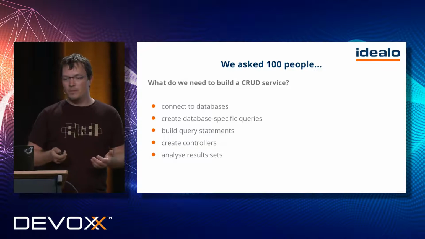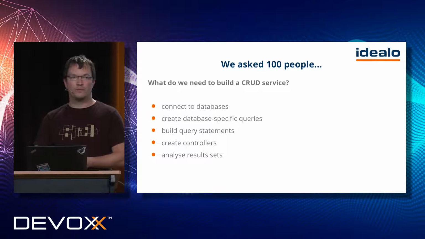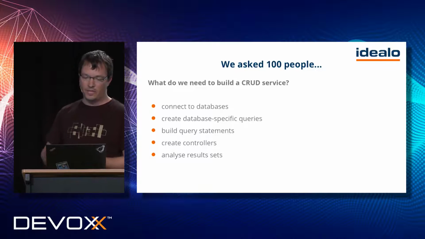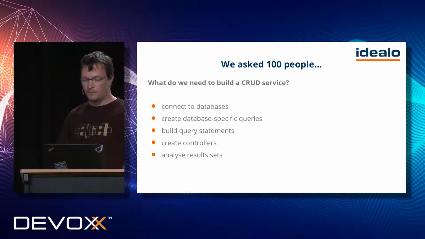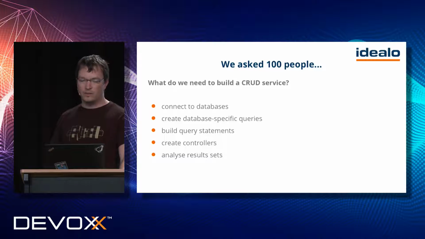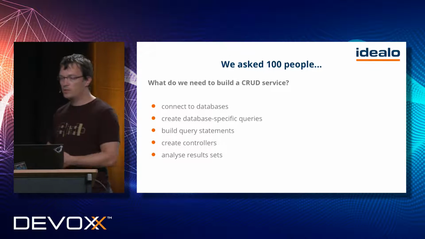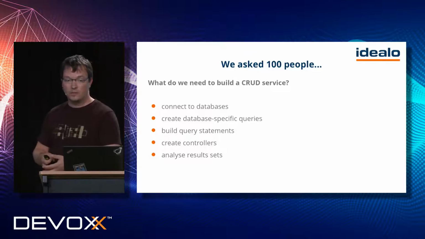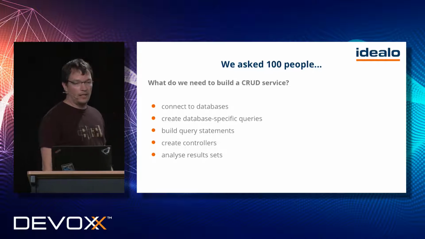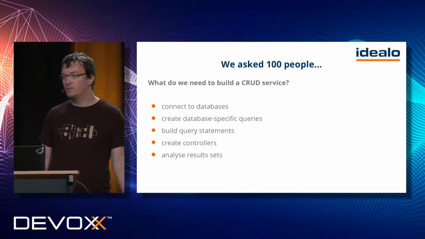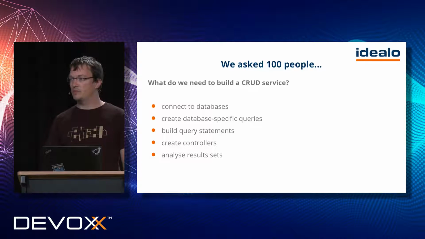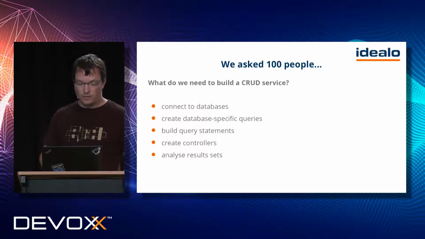These are the basic four operations for services where we need to put some data in, get some data out, and manage the data we have in there. So what do we need? Of course, we need to connect to a database or something where we store the data. We need to create database-specific queries for our service to access the data or to write data to the backend. Along with this, we need to build query statements. We need to think about what data we want to query and what we want to get back.